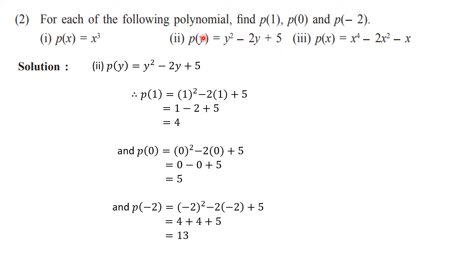Okay, so we have found value of this polynomial P of y for all three different cases. We found P of 1 by replacing y by 1. Then we found P of 0 by replacing y by 0. And then we found P of minus 2 by replacing y by minus 2. Okay. Similarly, you will solve question number 3 also.